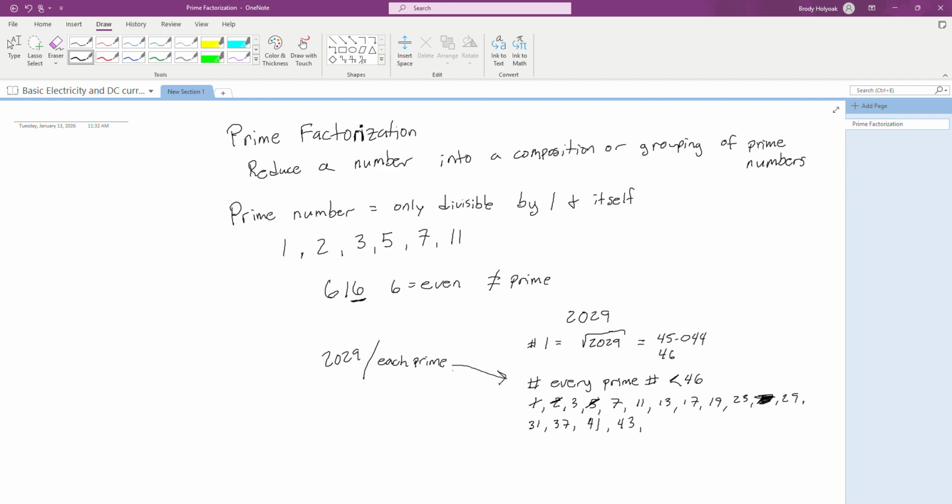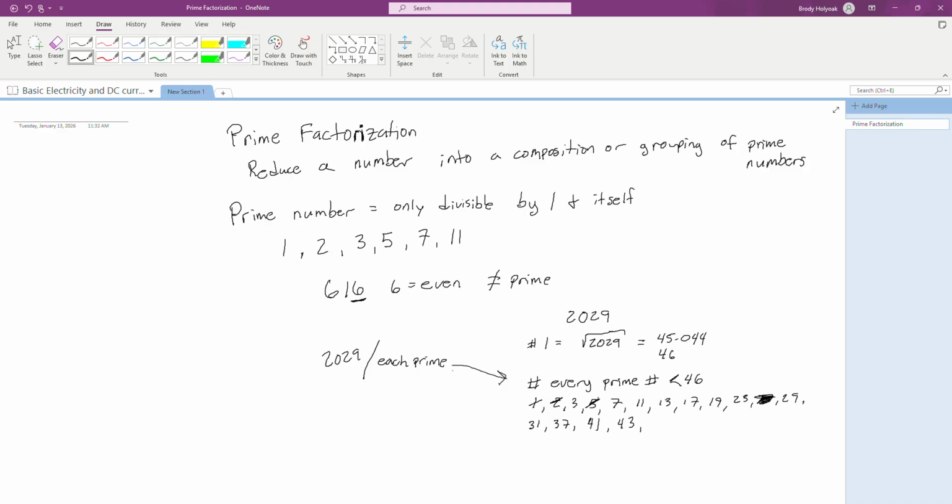23 gives us 88 and change, so that's still not good. 29 gives us 69.965, which we have a decimal, so it can't be divisible by 29. We jump up into 31, we get 64 and a decimal. 37 gives us 54 and a decimal. 41 gives us 49.487, so it's got a decimal, so that one's out. And then our last one to check is 43, which then gives us 47 and a decimal.